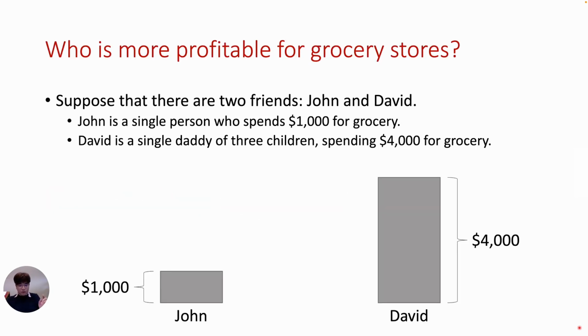Suppose that there are two friends, John and David. John is a single person who spends about $1,000 for grocery per month. David is a single daddy of 3 children, spending about $4,000 for grocery per month. So David spends more than John. That is, David would be a more attractive customer to grocery stores.